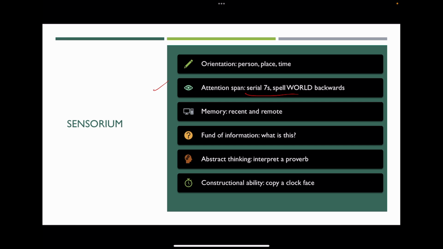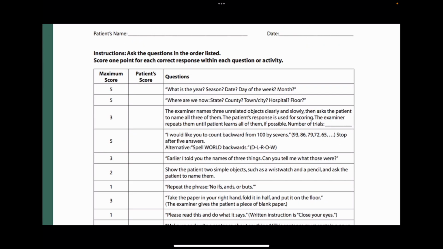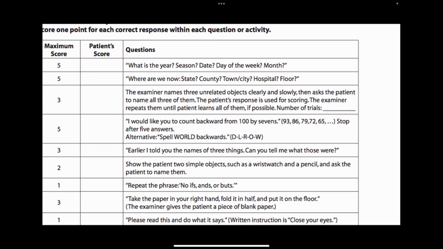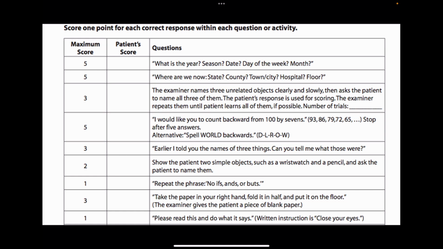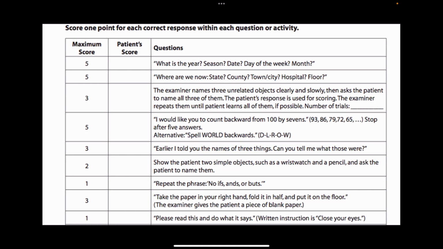Fund of information, what is this? Present them with an object. What is this? Abstract thinking, interpretive proverb. We'll give one for that. And here's your copy a clock face. So here is the mini mental status exam. You will get this in your behavioral health sim. You don't need to memorize it.